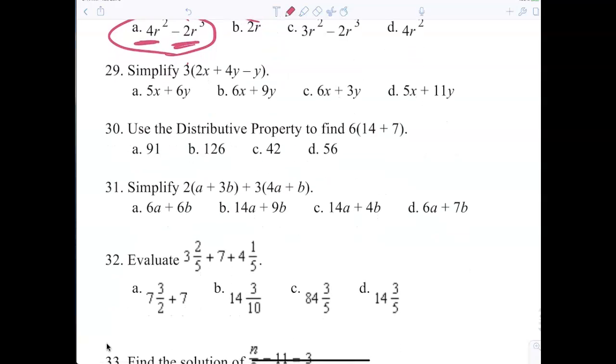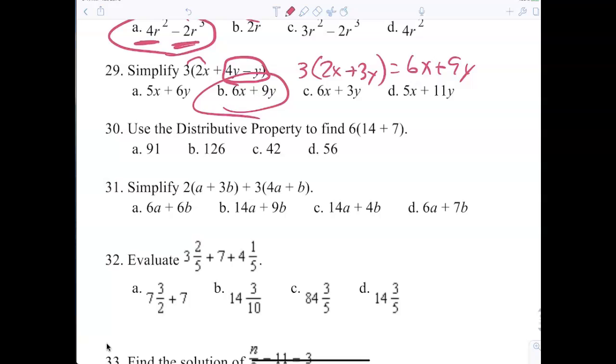Distributive. 6x plus, we could do what here first? Just make that 3y, right? So let's just do that, even though it wouldn't have mattered. 3 times 2x plus 3y is equal to 6x plus 9y. B.